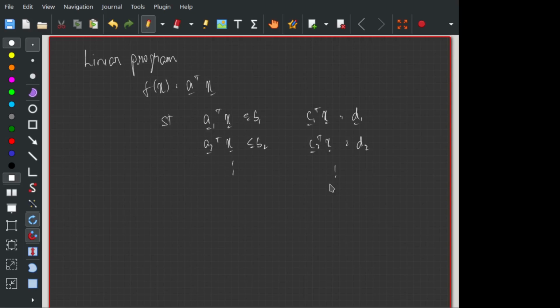Okay, I guess we're out of time, but in the next class, we'll see an application of linear programming, and we'll see how to solve this particular linear program, not in closed form.